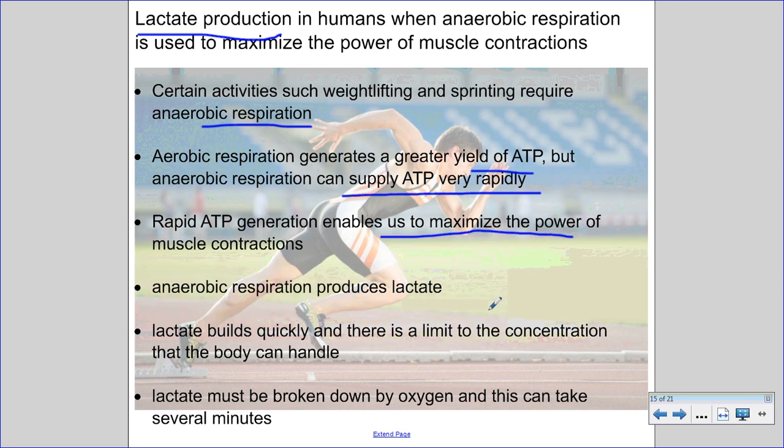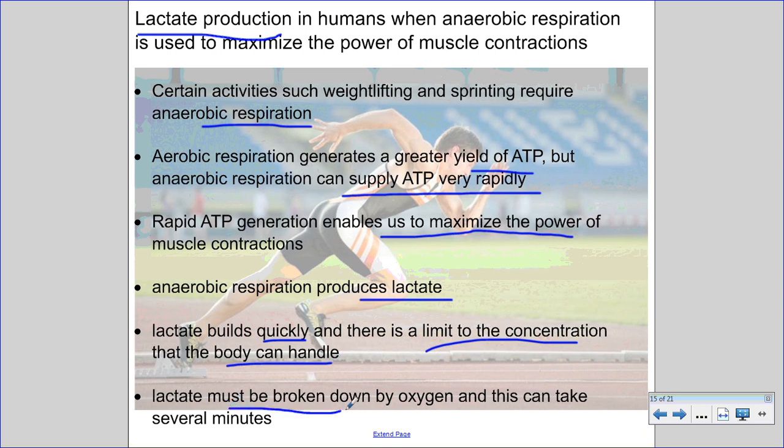Now, anaerobic respiration in humans will also produce lactate. The lactate builds up quickly, and there's actually a limit to the concentration that the body can handle. This is that burn that you start to feel after you've been running, and then that burn becomes too much and you have to stop. That's your body telling you there's too much lactate in your muscles and you need to stop running.